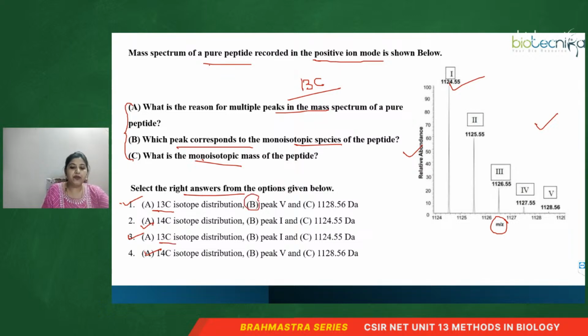So now you have to check statement B and statement C. Or if you say carbon-14, which is given in options 2 and 4, then again you have to check B and C, whether it is peak 1 or peak 5, or whether the mass is 1124.55 or 1128.56 delta. Okay, Vidya Lakshmi, you are saying option 3, Malini option 1.